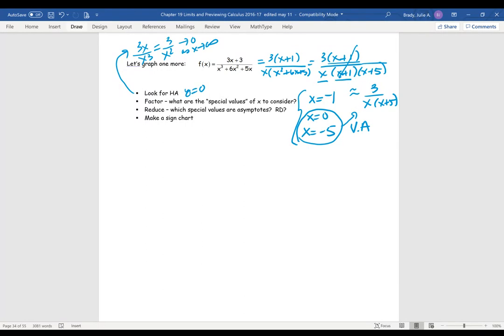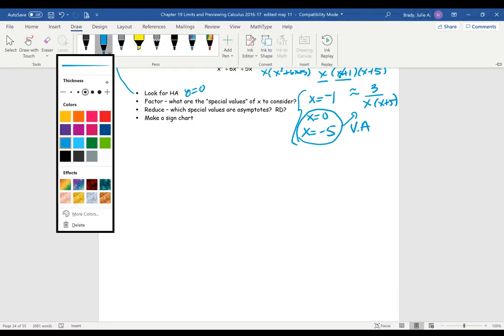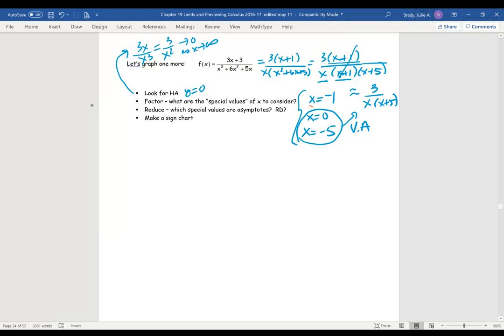Versus if you look at x equals -1, you can put that in the reduced function and you will get 3 over -1 plus 5, which is 3/4, which tells you the limit is 3/4, but the output doesn't exist. So you know you've got a removable discontinuity.